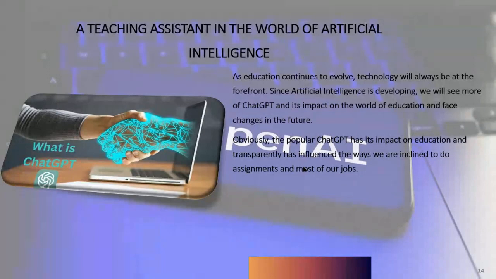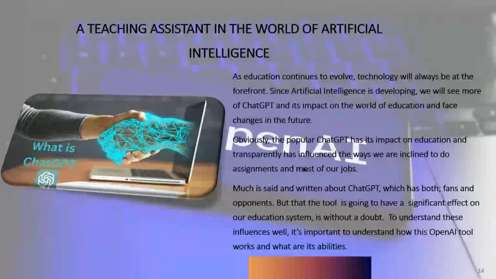Obviously, the popular ChatGPT has its impact on education and transparently has influenced the ways we are inclined to do assignments and most of our jobs. So much is said and written about ChatGPT, which has both fans and opponents, but that the tool is going to have a significant effect on our education system is without a doubt. So to understand these influences well, it's important to understand how this OpenAI tool works and what are its abilities. So this is actually the purpose of today's webinar.